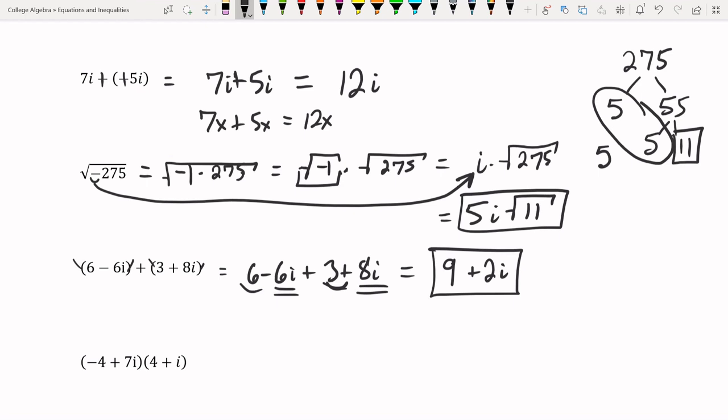As you notice, I've written this in the form of a plus bi. That's because you always want to write it into that form. That's the standard way of writing it. So try and get into that form best you can.